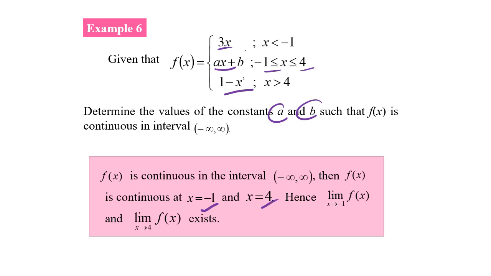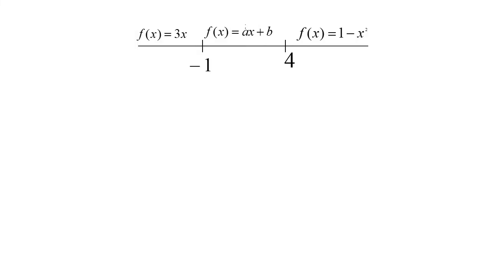So from here we know that it satisfies all the conditions of continuity. One of the conditions is the limits. Hence, the limit of f(x) as x approaches negative 1 and as x approaches 4 exists. We can use this condition to find the values of a and b. So, this is the sketch on the x-axis. To the left of negative 1, we have function 3x. In between negative 1 and 4, we have function ax plus b. And to the right of 4, we have function 1 minus x squared.